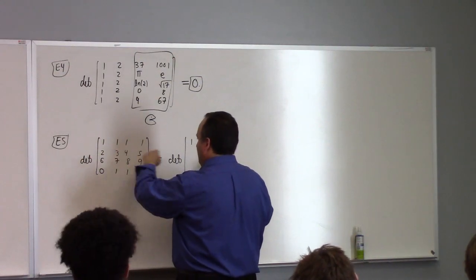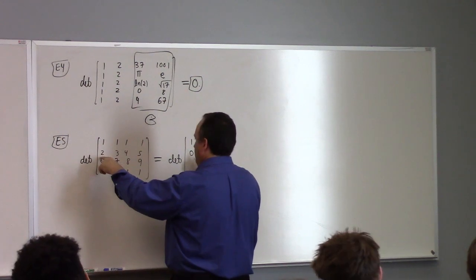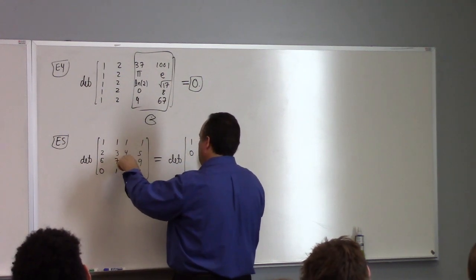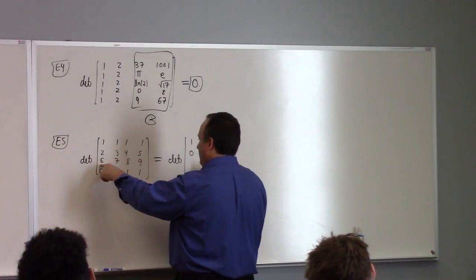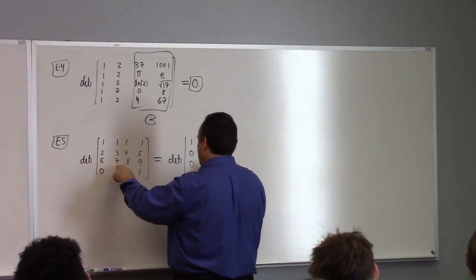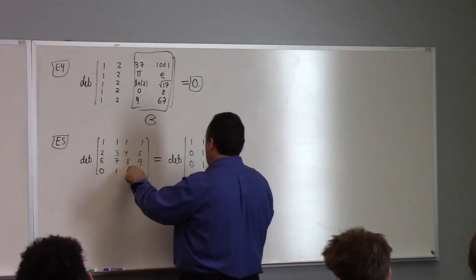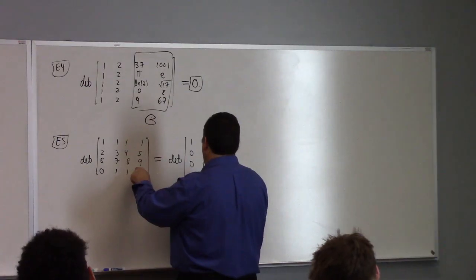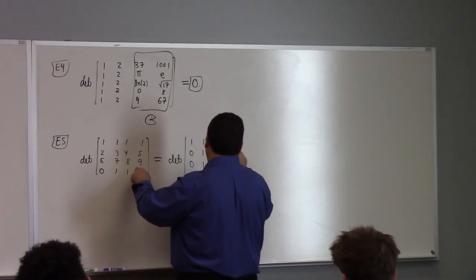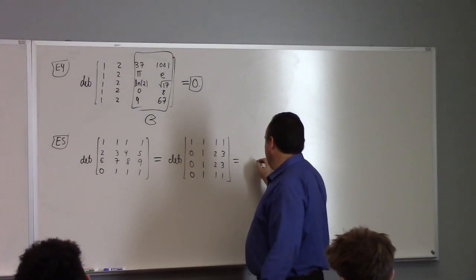So, you see what I can do? If I just subtract twice row 1 from row 2, I get 0, 1, 2, 3. I subtract 6 times row 1 from row 3, I get 0, 1, 2, 3, 0, 1, 1, 1. At this point, I can stop. This is equal to 0. Why?